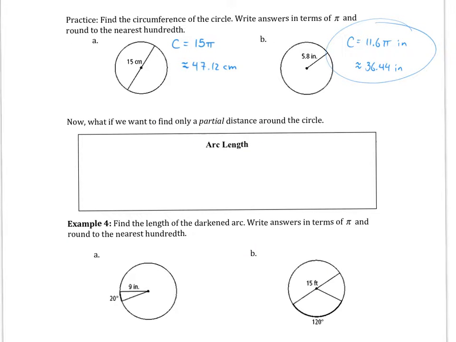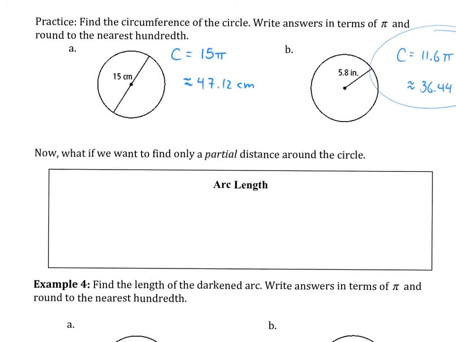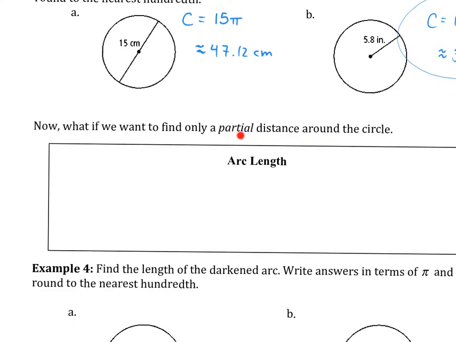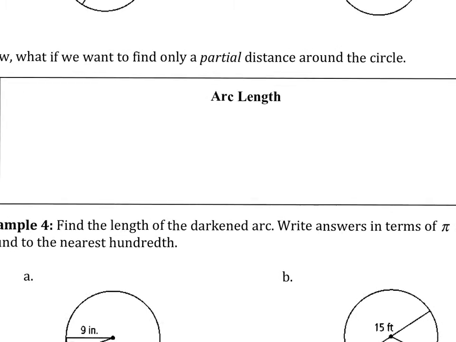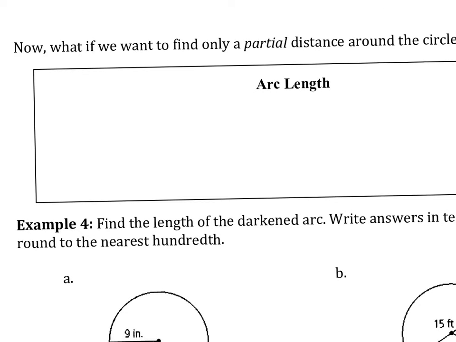Now that we've reviewed the circumference of a circle, what happens if we only went around part of the circle? So a partial distance around the circle. So arc length is different than arc measure because arc length is about distance, as opposed to an angle measure, which only tells us how wide the mouth is open, as opposed to the actual distance walked or run or whatever around part of the circle.